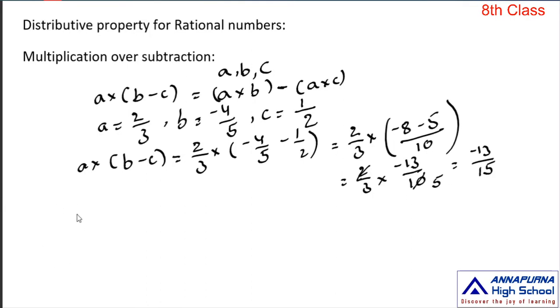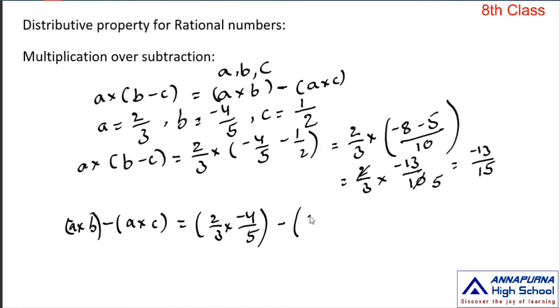Now let us take these three values on the right side part of the condition. Right side part is a into b minus a into c, which is 2 by 3 into minus 4 by 5 minus 2 by 3 into 1 by 2. According to the BODMAS rule, first we complete the multiplication operation. So 2 by 3 into minus 4 by 5 is equal to minus 8 by 15, minus 2 by 3 into 1 by 2, it is equal to 2 by 6.